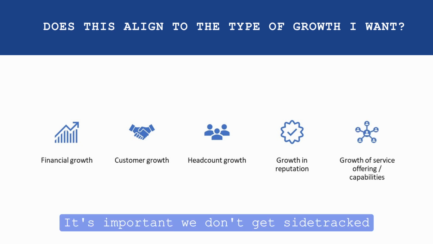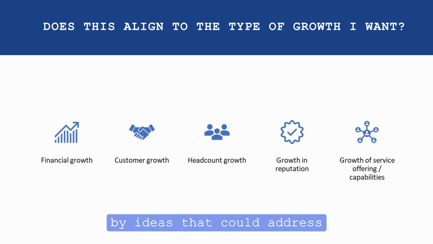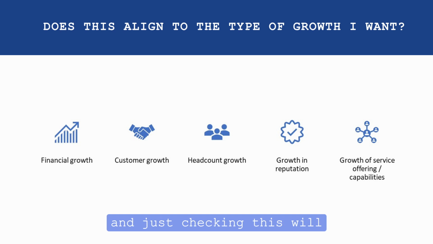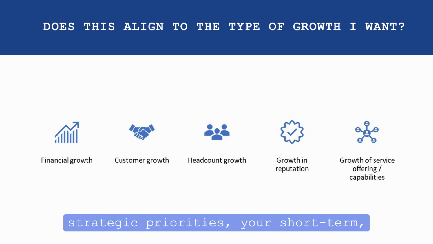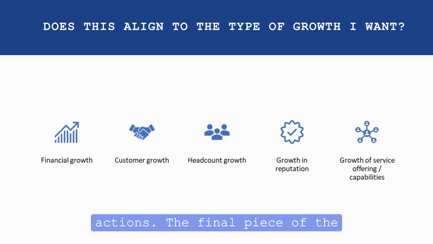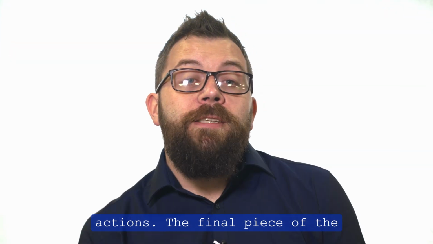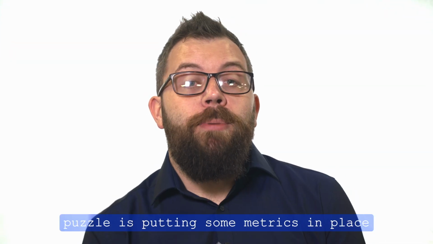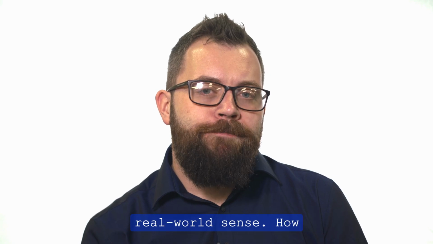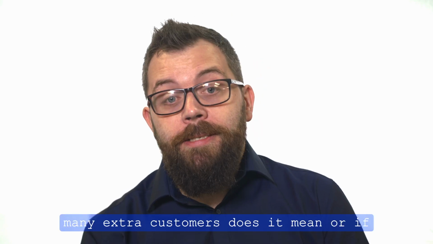It's important we don't get sidetracked by ideas that could address threats, for example, but aren't really aligned to our version of growth. And just checking this will enable you to determine your strategic priorities, your short-term, medium-term, and long-term actions. The final piece of the puzzle is putting some metrics in place to measure what growth looks like in a real-world sense. How many extra customers does it mean?